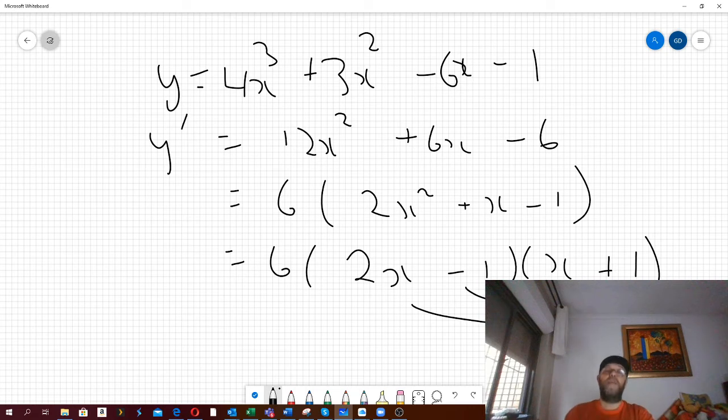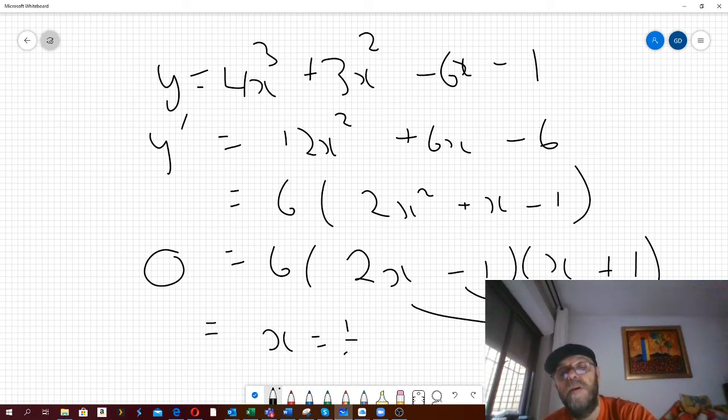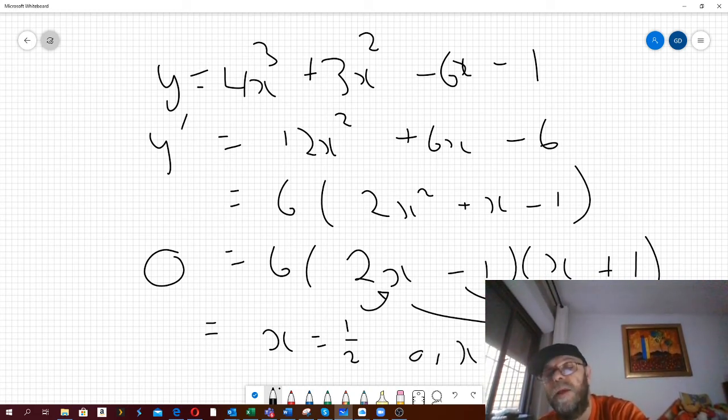Okay, so that means that I have stationary values because I could make this gradient 0 at the point where x equals a half, because a half in here would make that bracket 0, or x equals minus 1. So we would have stationary values at those 2 points.